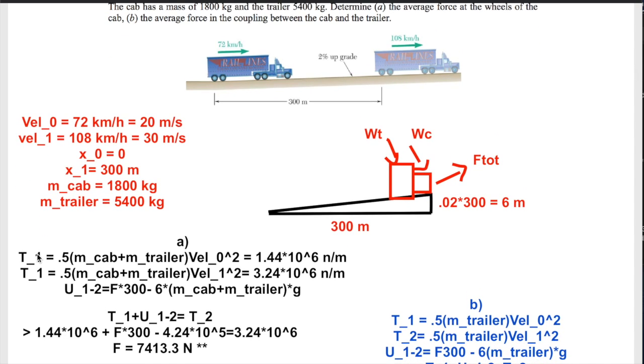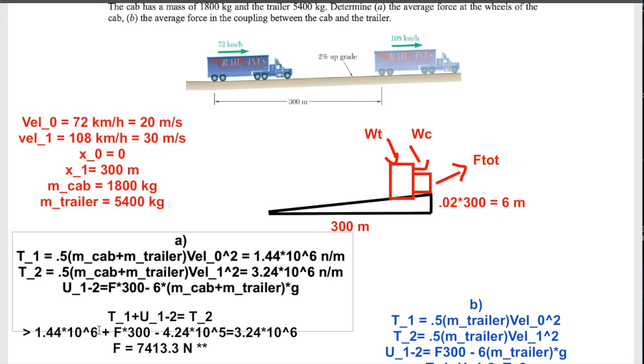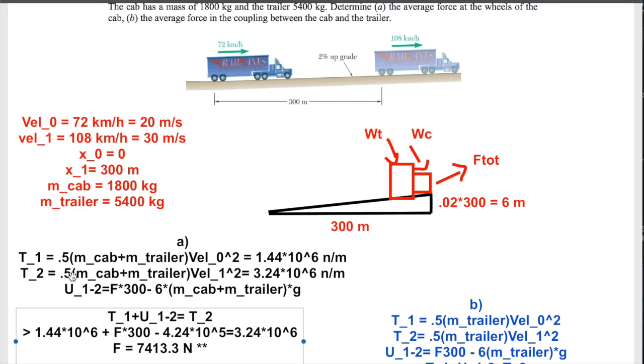So we know at our x naught that the kinetic energy is just the standard 0.5 the total mass, velocity initial squared. Then our finishing, which this should be 2, is the same equation, just with our second velocity.